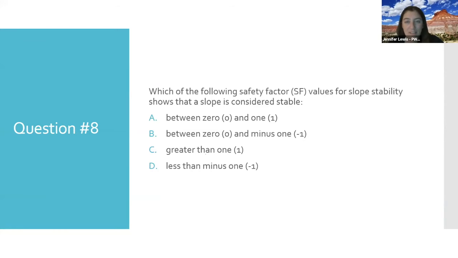Which of the following safety factor values for slope stability shows that a slope is considered stable? A, between 0 and 1. B, between 0 and -1. C, greater than 1. Or D, less than -1.